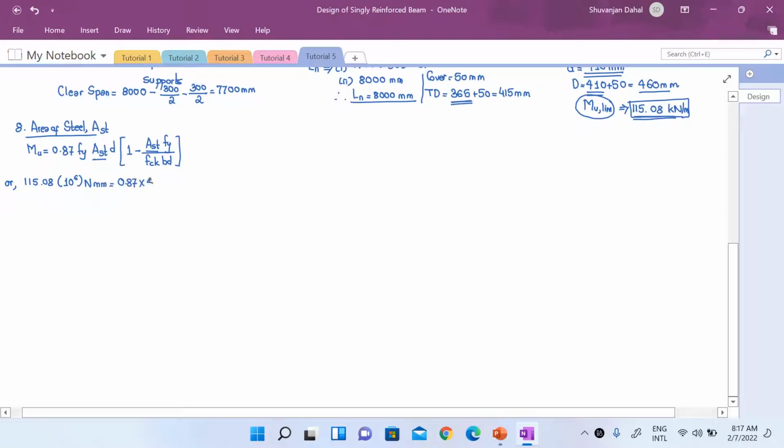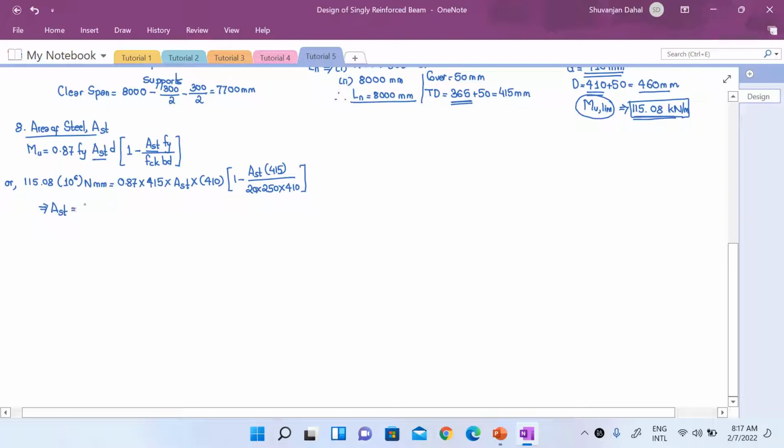0.87 into 415 into AST. Now here for D we have to use the revised depth, which is 410 mm, into 1 minus AST into 450 divided by 20 into 250, which is the width, and 410, which is the depth. So rearrange this equation, you will get a quadratic equation in terms of AST, and solve that quadratic equation.